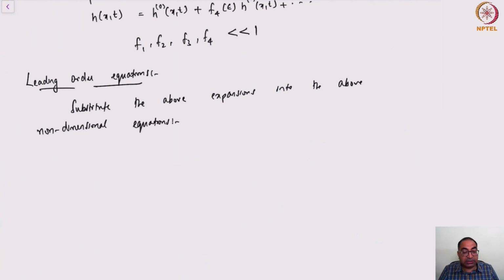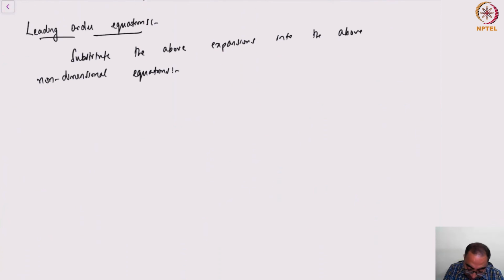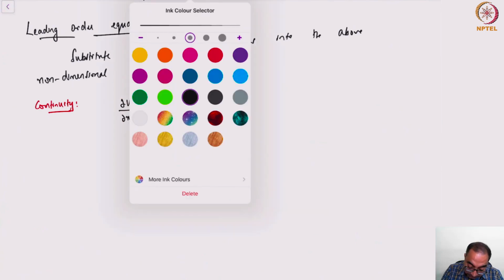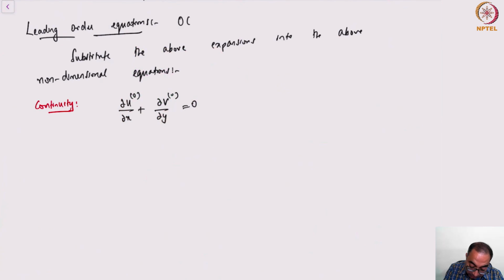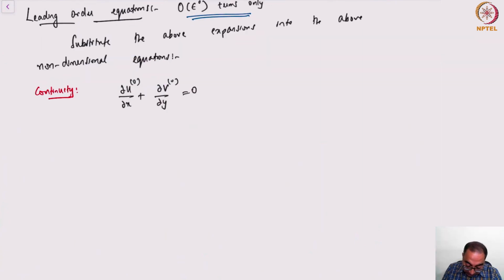Okay. Let's start with the continuity equation. The continuity equation simply becomes del u0 by del x plus del v0 by del y is equal to 0. Only the leading order. Remember, leading order means these are order 1, or order epsilon power 0, terms only. That's the meaning of leading order. Alright, so we have the continuity equation.